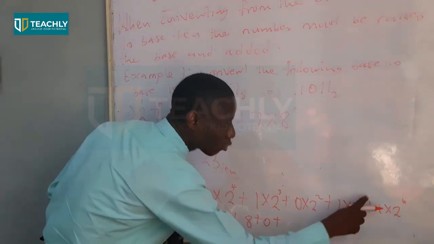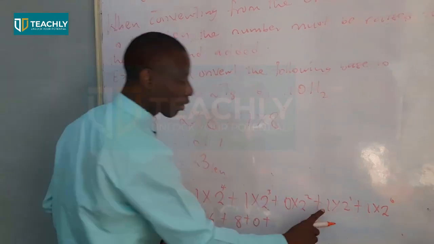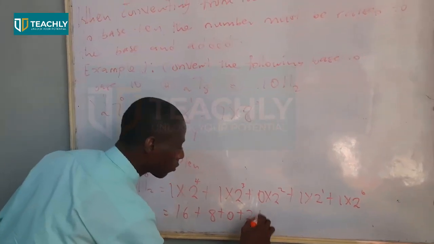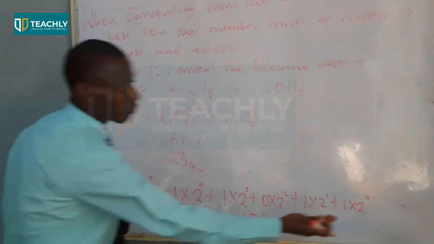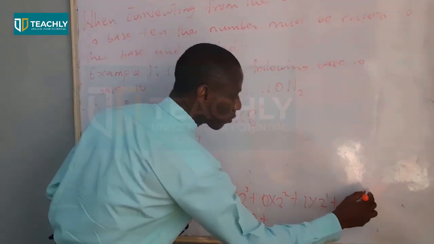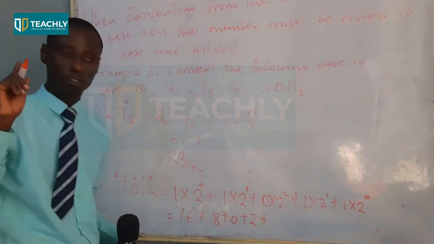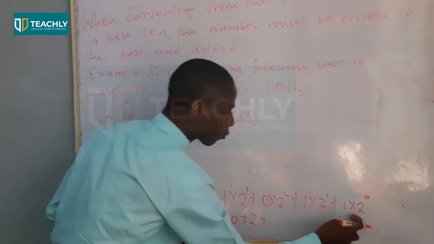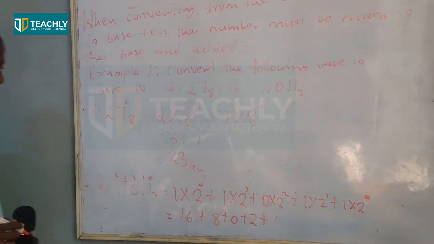While the next one, 2 to the power 1, that is 2. 2 times 1 gives us 2. And when you look at this, 2 to the power 0 is what? 1. Any number to the power 0 is always 1. So 1 times 1 here gives us what? 1.